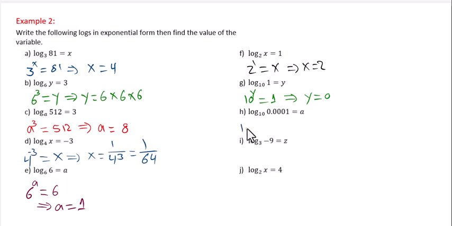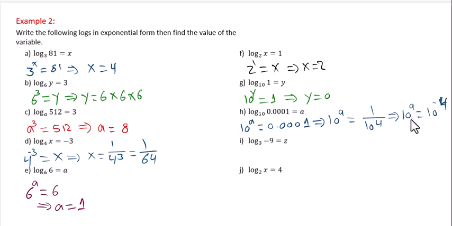Question H, we have 10 to the power of A equals 0.0001. And here, guys, in order to solve this exponential equation, I need to rewrite it. It means 10 to the power of A equals 1 over 10 to the power of 4. Okay? And that means 10 to the power of A equals 10 to the power of negative 4, and that means A equals negative 4.